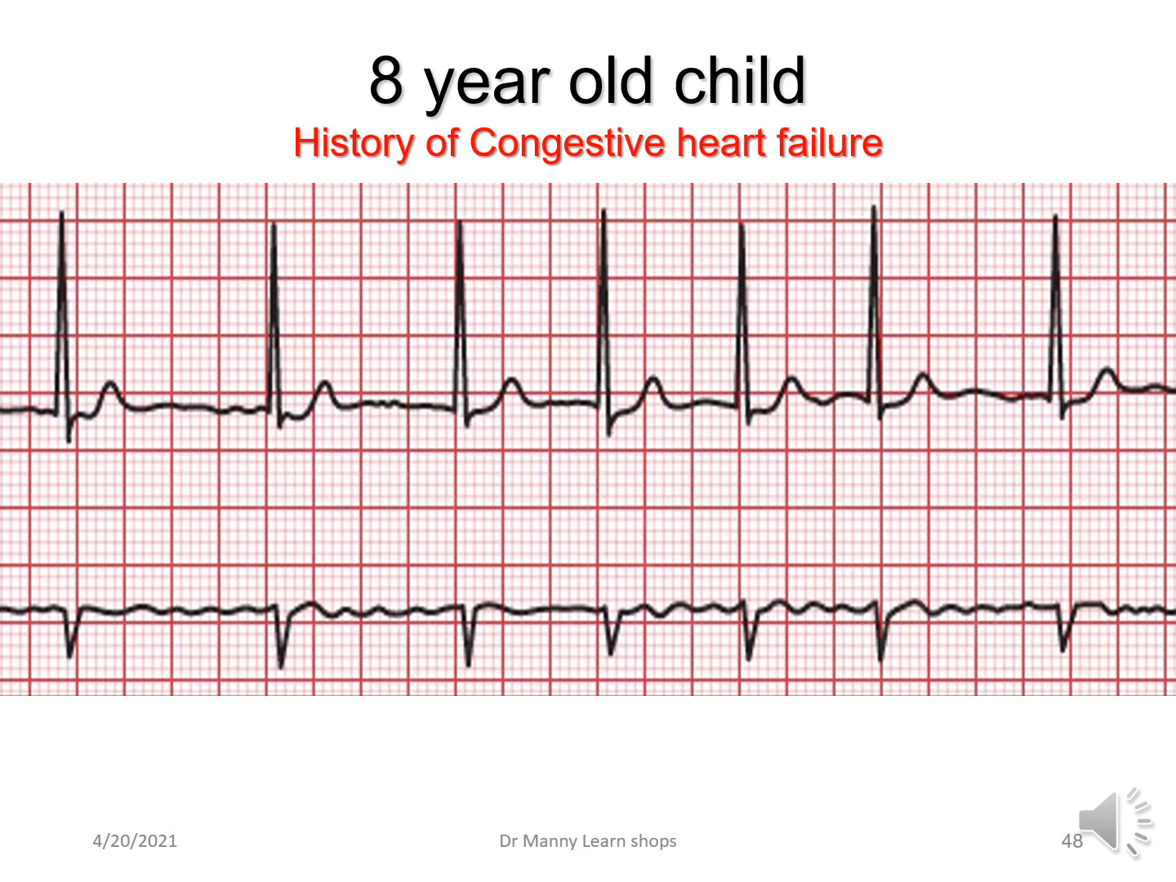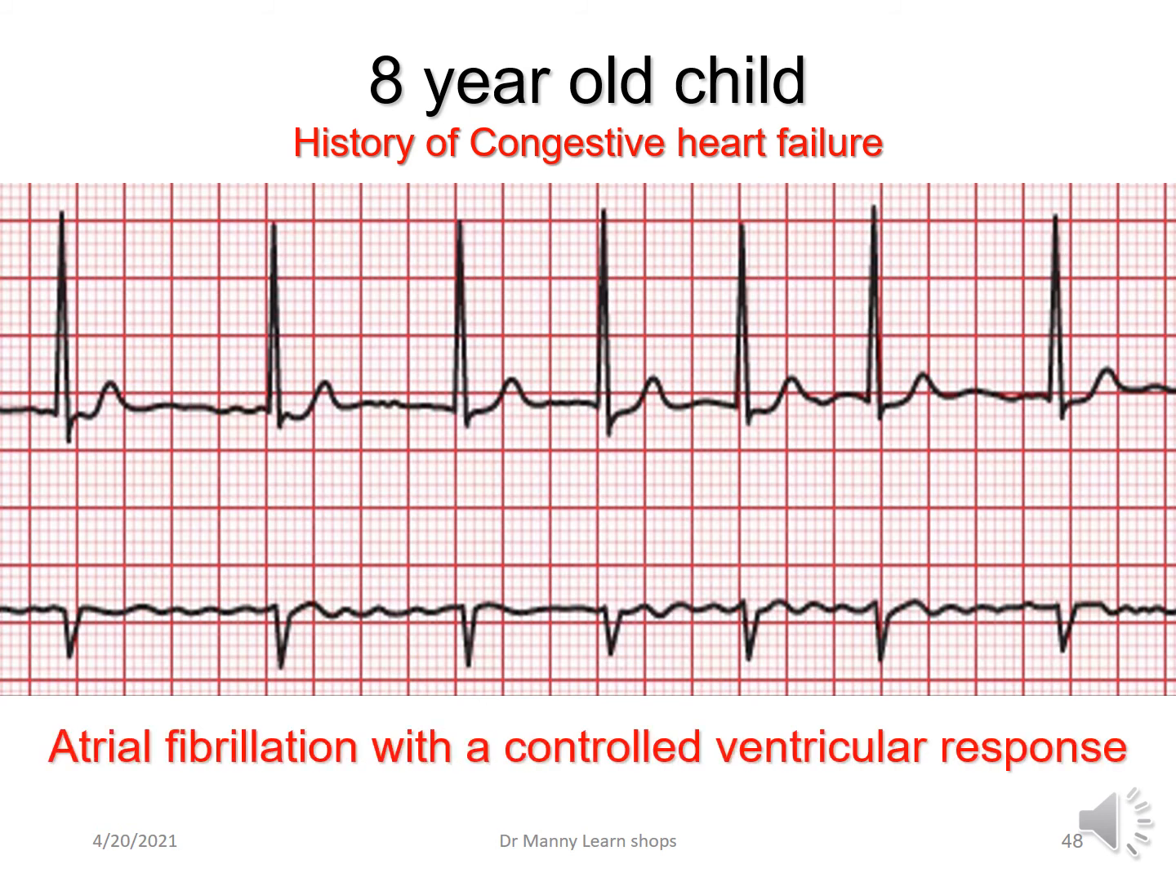Now you've got a problem. You've got an 8-year-old child with a history of congestive heart failure. You've got an irregular rhythm. I don't think you can see any P waves. The QRS complex is narrow. It doesn't seem to be too quick. This is atrial fibrillation with a controlled ventricular response.